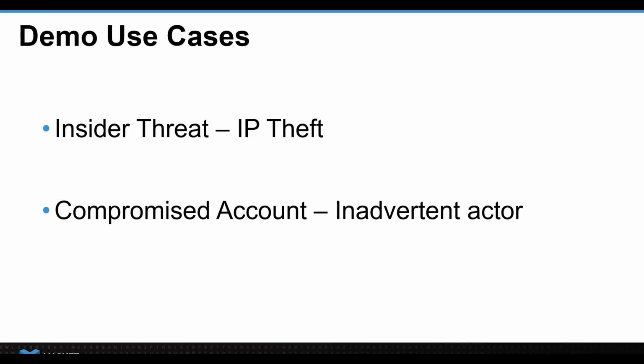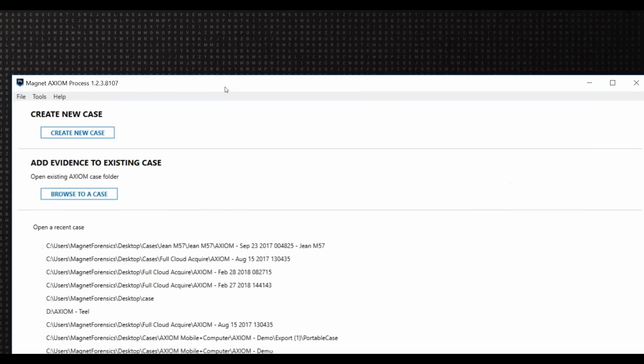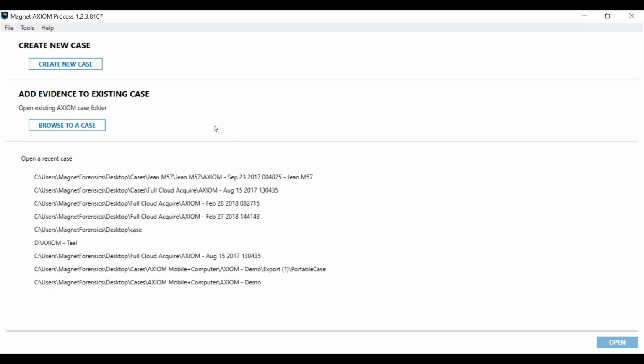Great, thanks, Warren. I'm just going to bring up Axiom. The first thing I'll do is walk through the cloud acquisition process: actually setting up, connecting to an Office 365 account, and acquiring specific data. Then I'll go through the two use cases on how to examine the data that comes back. So if I start here, I'll create a new case.